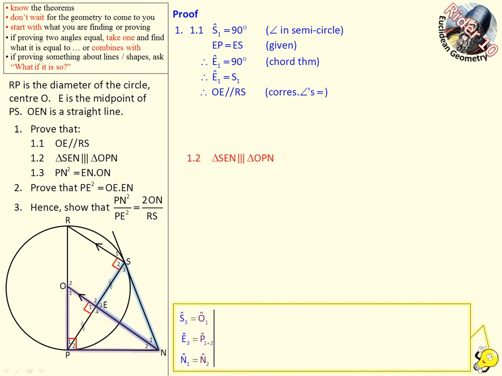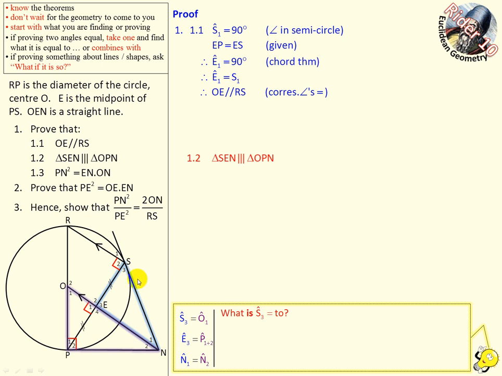Now we need to prove two triangles similar. There they are marked in the figure there. And I suggest you always, in the interest of not waiting for geometry to come to you, list the angles, decide which angles are probably going to be equal to which angles, and then you go through and try to work out why. So S3 equals O1. E3 equals P there. And the remaining N1 equals N2.